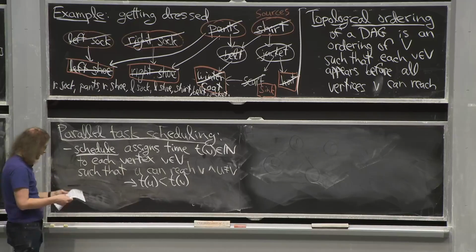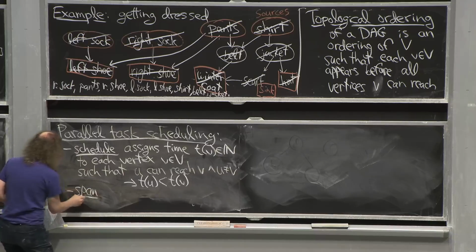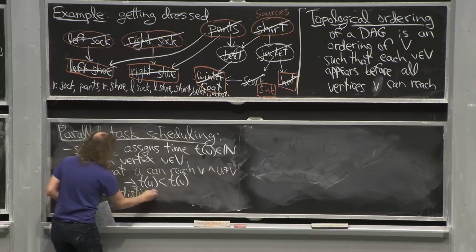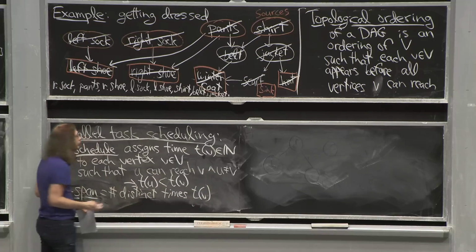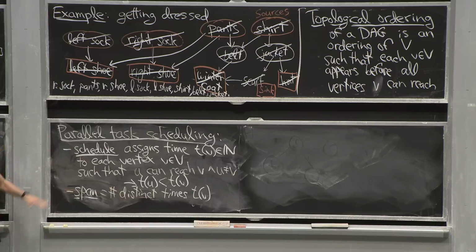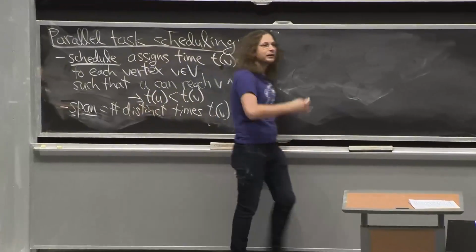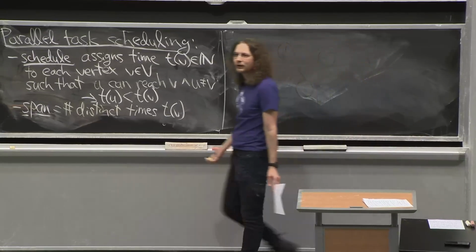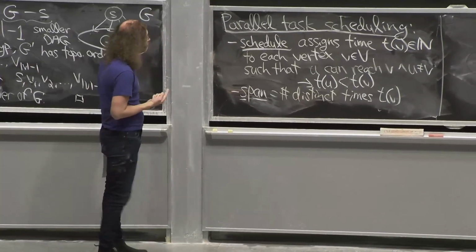and so on. And I'll call the span of the schedule the number of distinct times t of v. So I can look at all the different times assigned to the vertices, and if I use 17 different times, my span is 17. Span is a measure of how long it takes to execute the schedule. Here, I'm assuming an unlimited number of processors. I can do all the tasks at once if I'm allowed to. If I have no edges in my graph, I'll just do everything in time 0 and I'll be done. And that will be a span of 1, because there's only one time value that I needed.